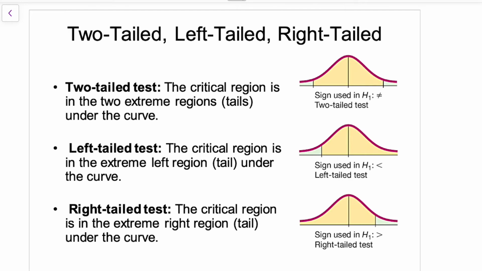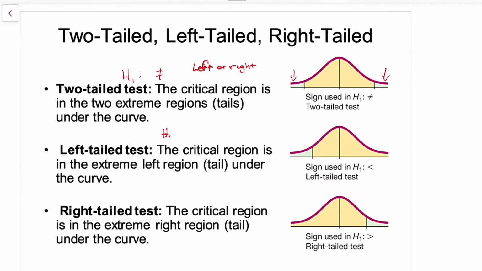We have what's called a two-tailed test. This occurs when our alternative hypothesis has a not equals in it. If our alternative hypothesis is that our parameter is not equal, that means we could be off to the left or to the right, which means I have two values that I could be off by, which means I need two quote unquote tails.